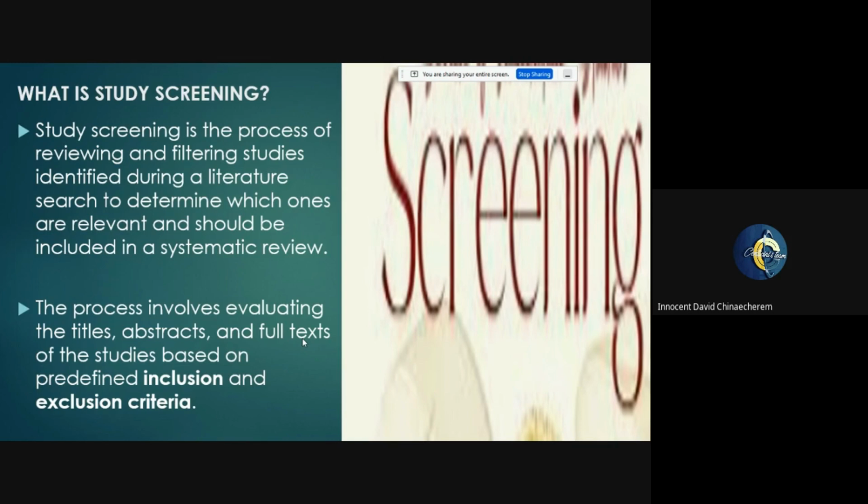So how do we perform that in a systematic review? By screening the titles, the abstracts and full text of the studies, particularly based on our inclusion criteria. That's why our inclusion criteria needs to come first. We can't perform study screening without inclusion and exclusion criteria. So technically, for us to be able to do our inclusion and exclusion criteria, it means that we have our study screening ahead in mind.